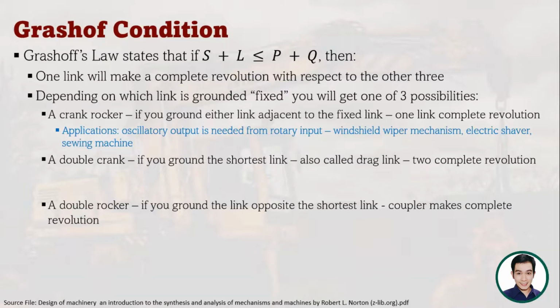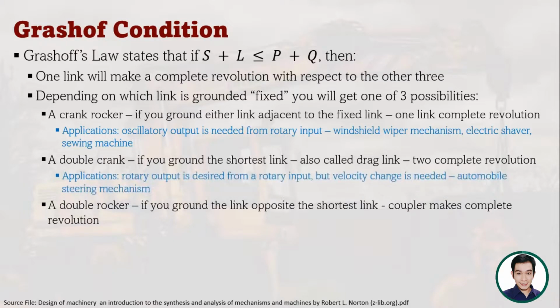Another example is the electric shaver, wherein the oscillatory motion of the blade is actually a result of the rotary input. As well as the sewing machine is also an example, an application of the crank rocker mechanism. For the double crank, an example of this is when your desired output is rotary, and the input is also rotary. So meaning a rotary motion will also produce a rotary motion.